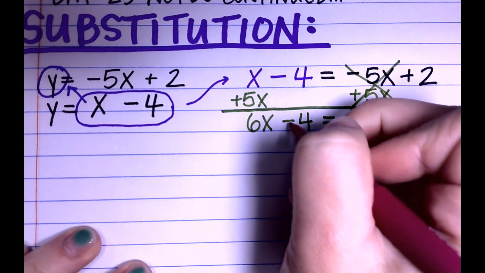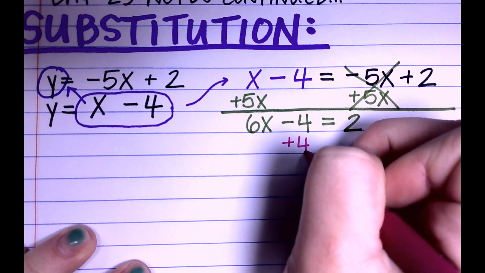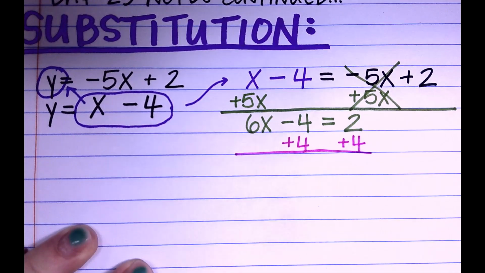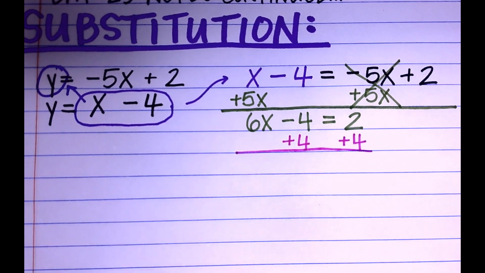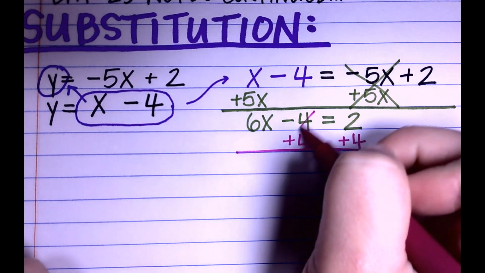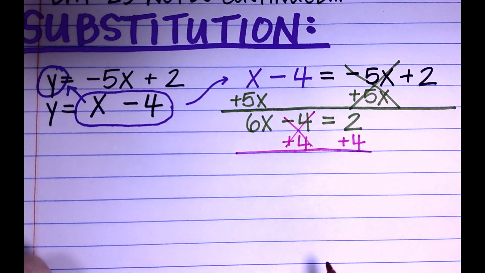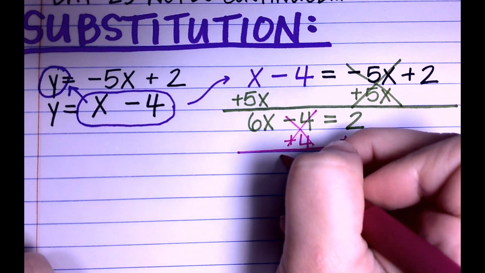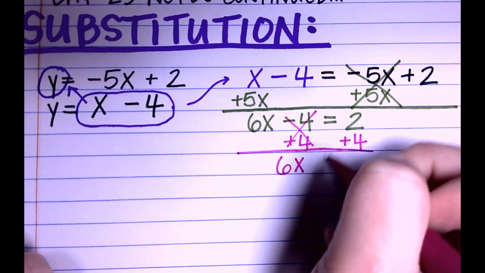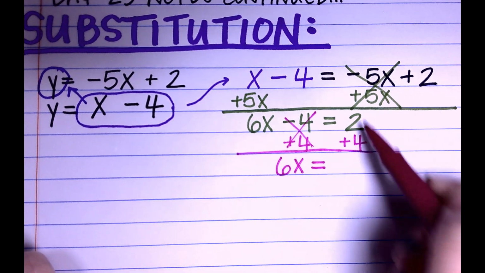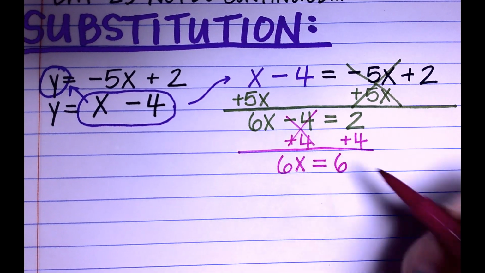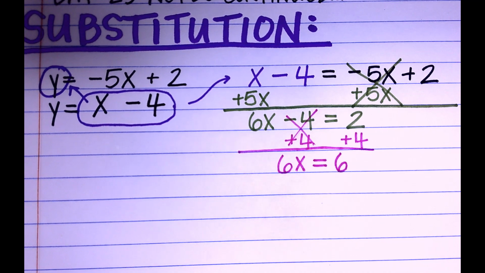Add 4 to both sides. Let's add 4 to both sides. Okay, and what happens at this step? My 4's will cancel. Perfect. I'm going to bring down my 6x, my equals, and 2 plus 4 is 6. Okay, now we just have one last step.